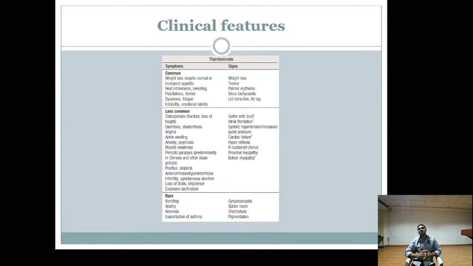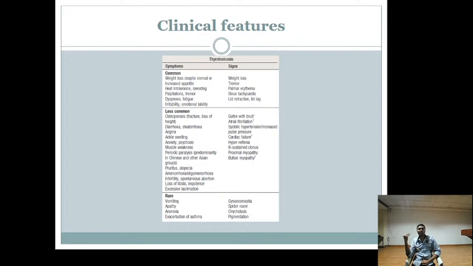What are the clinical features? Clinical features of thyrotoxicosis. Common symptoms include weight loss, increased appetite, heat intolerance, palpitations, tremors, dyspnea. Less common features like osteoporosis, diarrhea, steatorrhea, ankle swelling, periodic paralysis, and amenorrhea or infertility. And rare causes include vomiting, apathy, or anorexia.